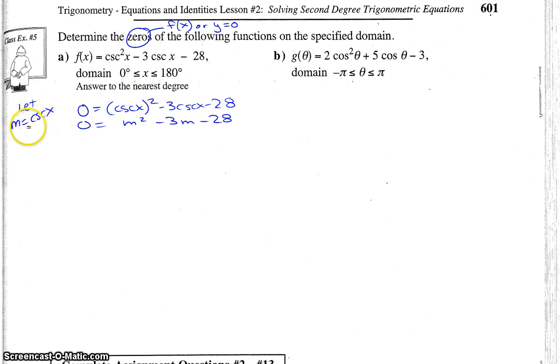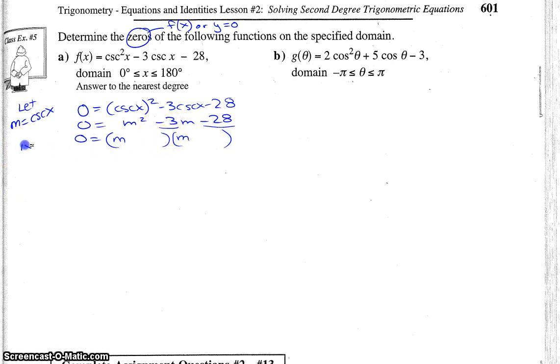Okay, so on this example we let m equal cosecant, and now we're at the stage where we want to factor this quadratic. See how it's m squared, m and a number? So we're going to factor this quadratic equation. This one's a fairly straightforward factoring, m squared, m times m, and then we're looking for two numbers that multiply to negative 28 and add to negative 3.